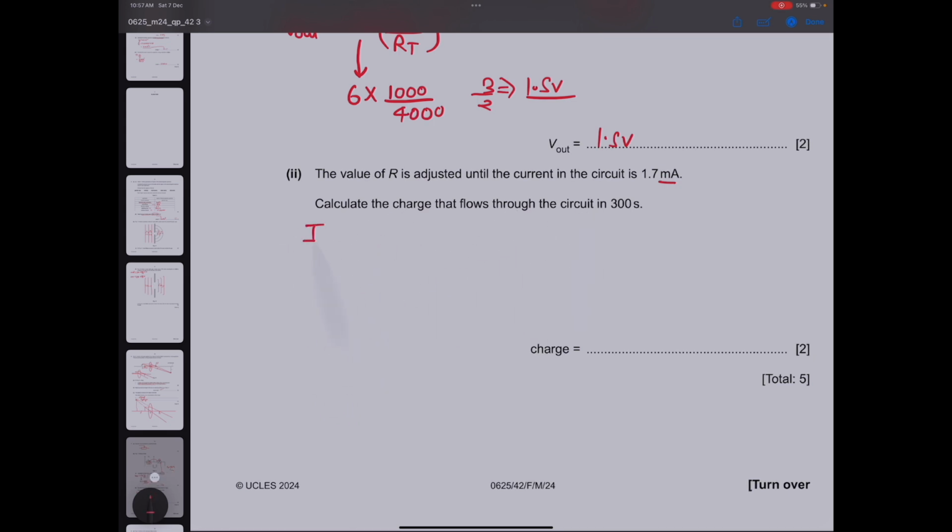So we know that I is equals to Q by T. I is 1.7 into 10 to the power negative 3. Q you are trying to find out, they're asking you, and time is 300. So just transpose it, 1.7 into 300 into 10 to the power negative 3. Your answer will come out to be 0.51 coulombs. Two significant figures.